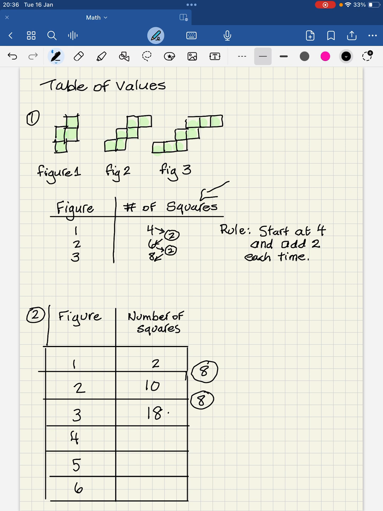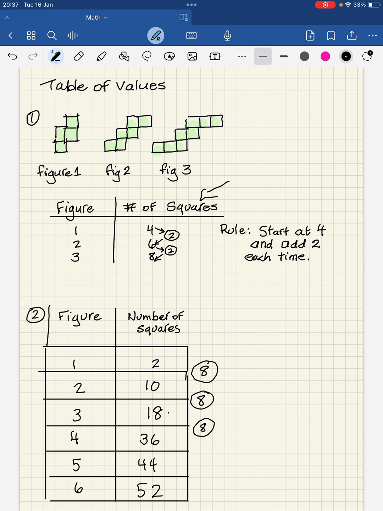So 18 plus 8. 8 and 8 is 16. So it's going to be 36. Plus 8. 36 plus 8 would be 44. Plus 8 would be 52. And that's where our pattern would finish.